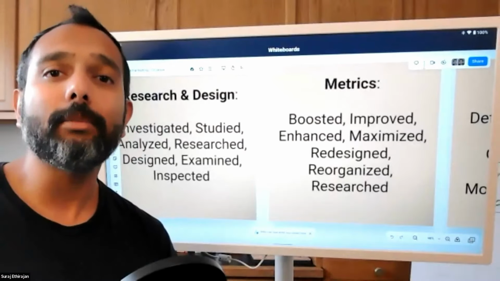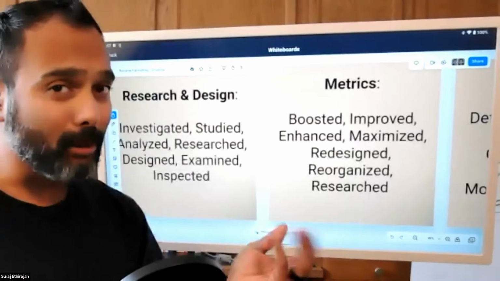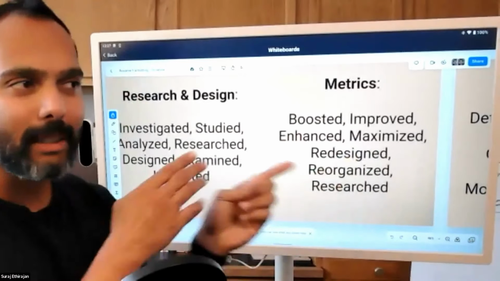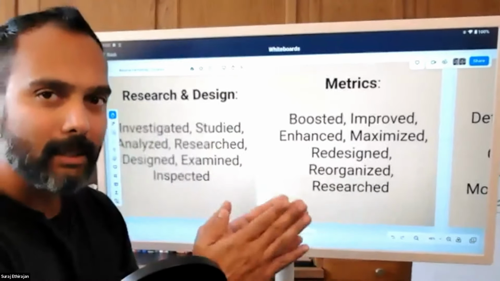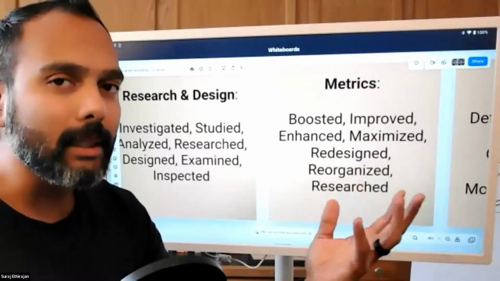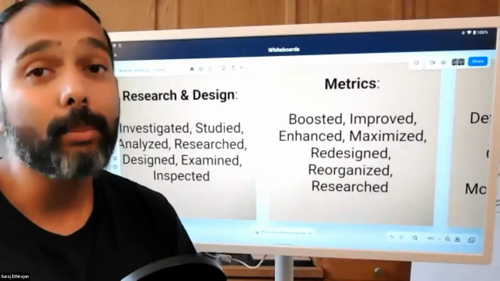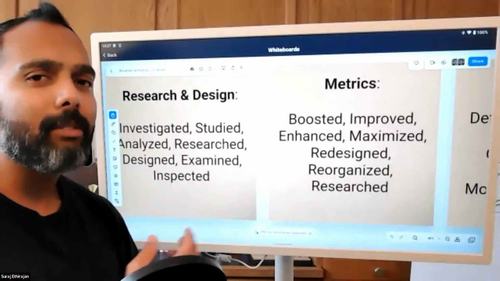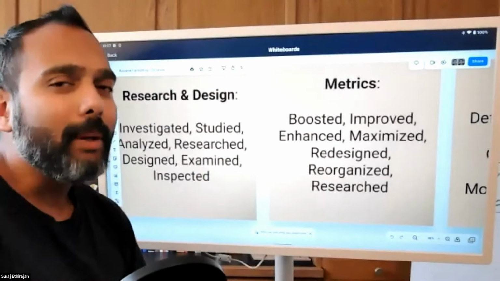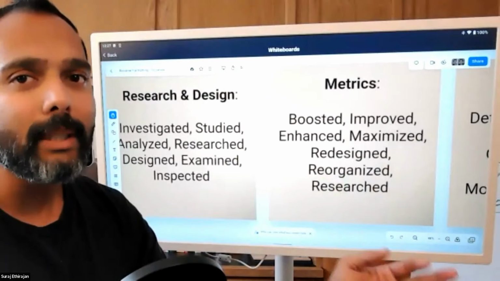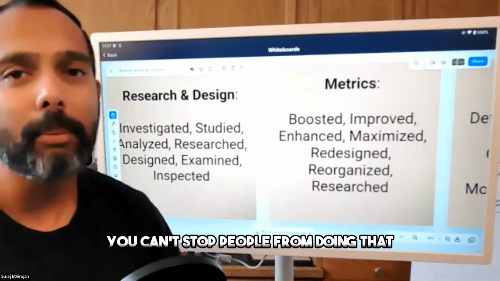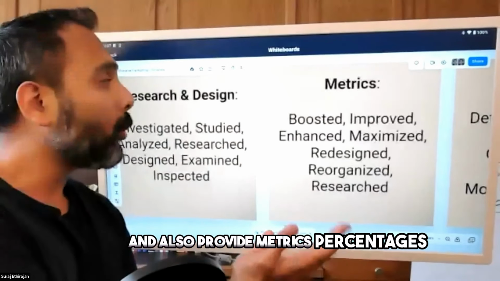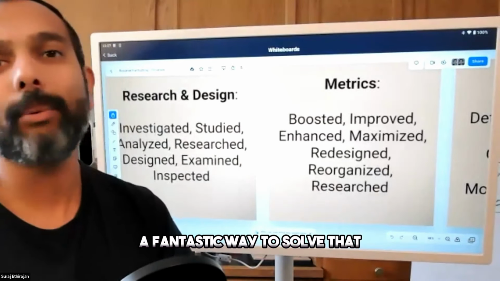And also, seeing some names on the call, I know they work in sensitive parts of the organization. You cannot come up with dollar numbers, because the competition would see, okay, they have this client or that part of the market space, and that's the amount. It kind of reveals a little too much. Put percentages and normalize it. So we increased market share from 5 to 10%. Then they have to do a little bit of extra work in digging. And if we come across some not positive ways to capture that data, you can't stop people from doing that. But if you want to keep some confidentiality and also provide metrics, percentages are a fantastic way to solve that.